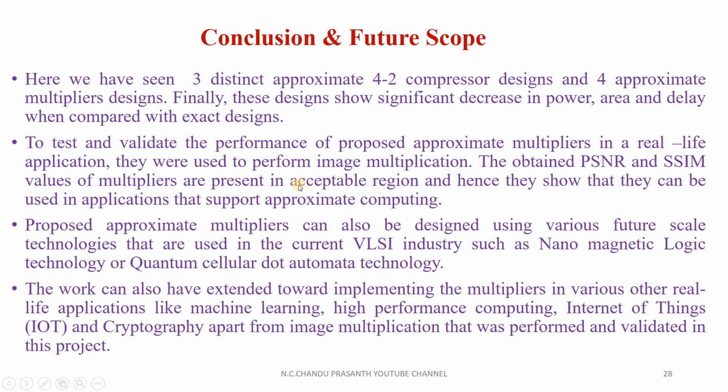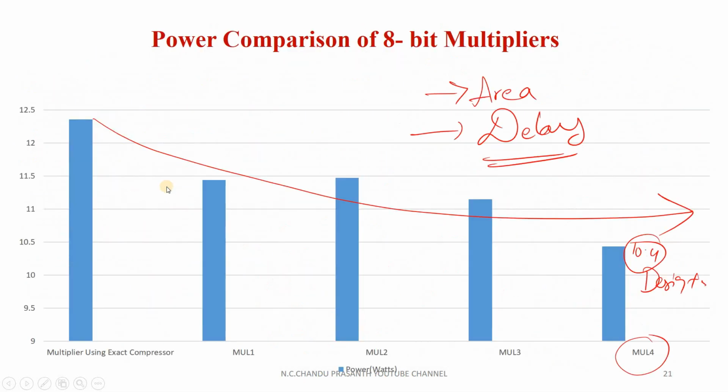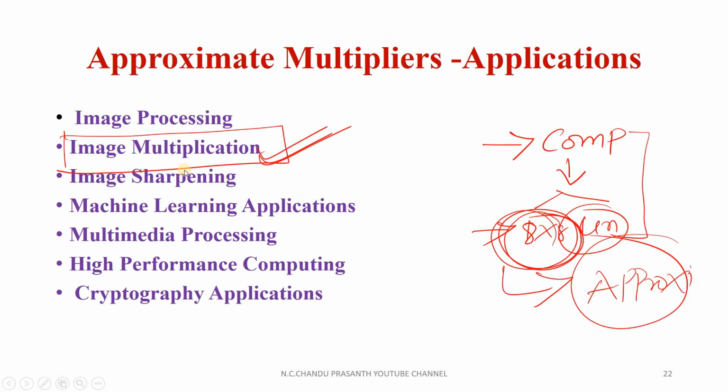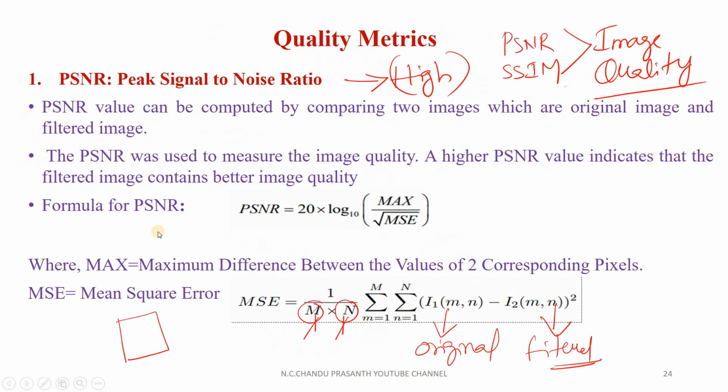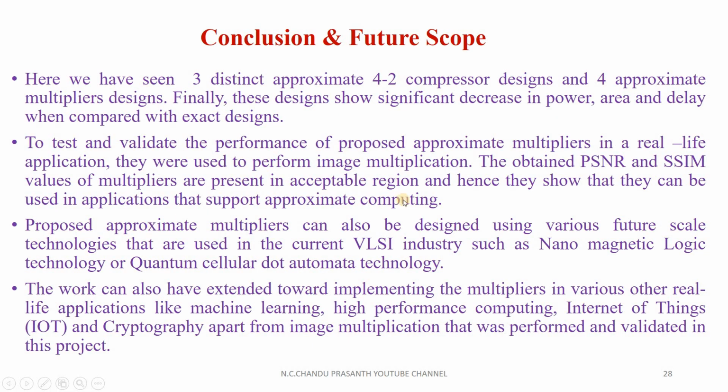After designing the multipliers, to validate their accuracy, I am using those multipliers in real-life applications like the image multiplication application. There are n number of applications. I am considering only one application. You can try with other applications. I am using the image multiplication application here. After the image multiplication is done, I also computed the parameters PSNR and SSIM. These are the image quality metrics.